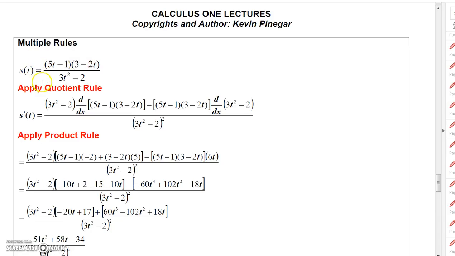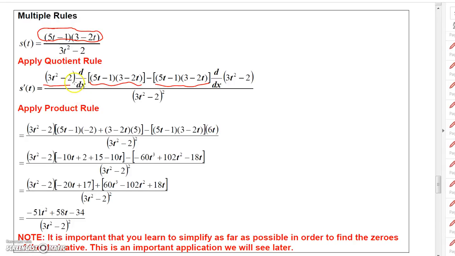Here's an example that uses multiple rules. So what I'll do is I'll apply the quotient rule first. I'll treat this as the u, and then the denominator will be v. So I'll take the denominator, v, and then I'm going to say the derivative of u. So here's u. So I'm going to say v times the derivative of u, and then minus u, which is the numerator, times the derivative of v, all over v squared. These x's should actually be t's, since I'm using t for the variable.